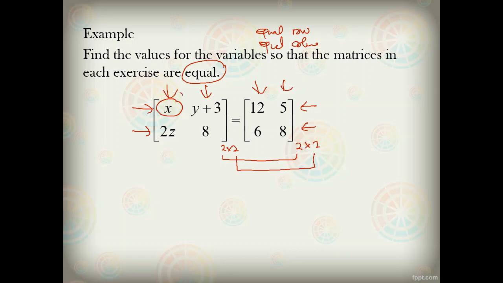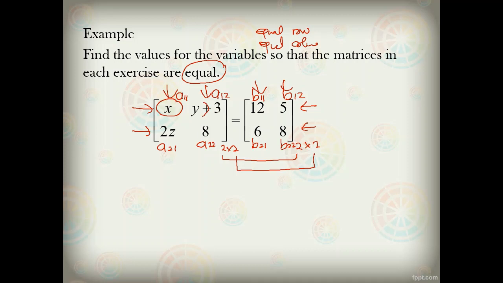So element A11 here equals element B11 here. A12 equals B12 over here. Element A21 equals B21. Element A22 equals B22 here. So we need to find the unknowns. We have 3 unknowns here, which are x, y, and z.